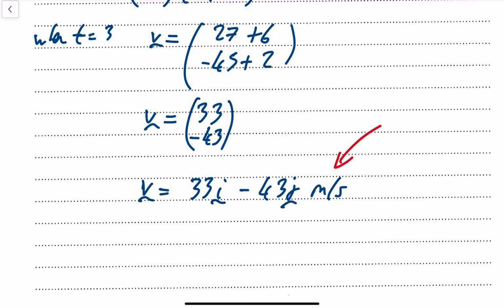You may notice I sometimes use this as my units. If you prefer this, that's absolutely fine. They're both correct, whichever one you prefer. Generally, people who do physics prefer ms to the minus 1, and same for acceleration, ms to the minus 2.